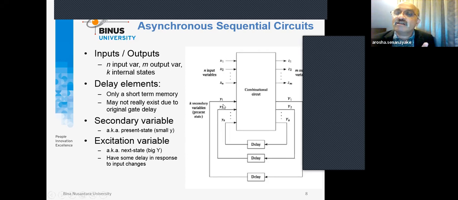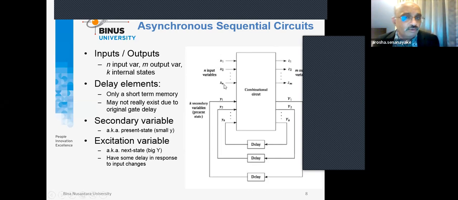That delay causes some of the values to be stored for some time, and the output from that delay circuit becomes an input again back to the combinational circuit, which might influence the outputs Z1, Z2, depending on how X1, X2, Xn change.